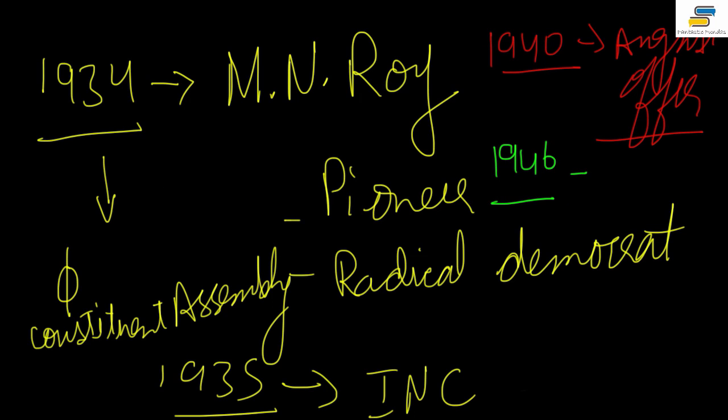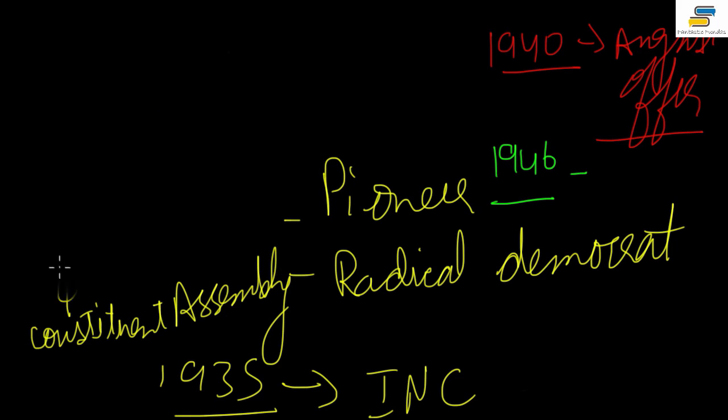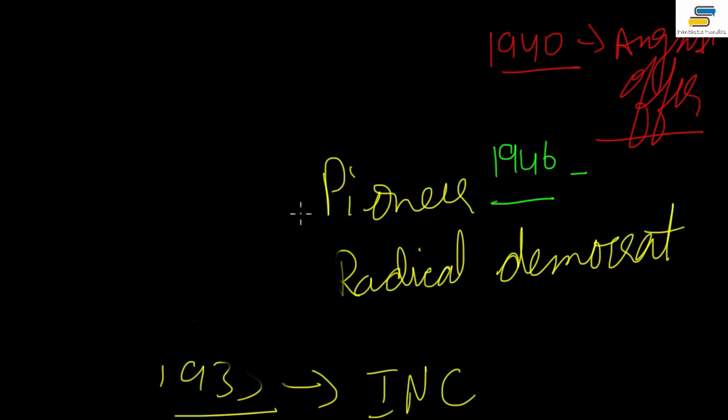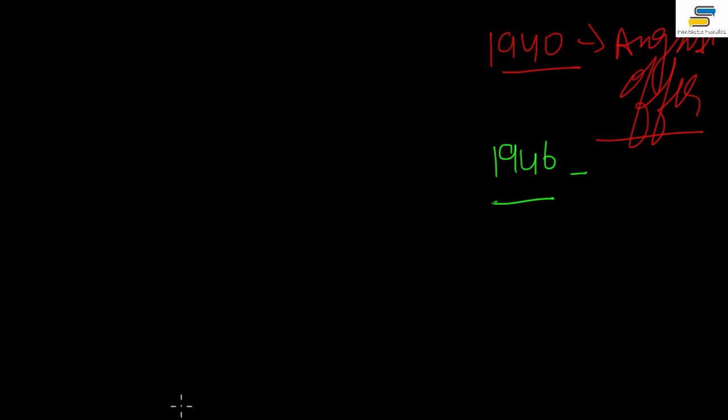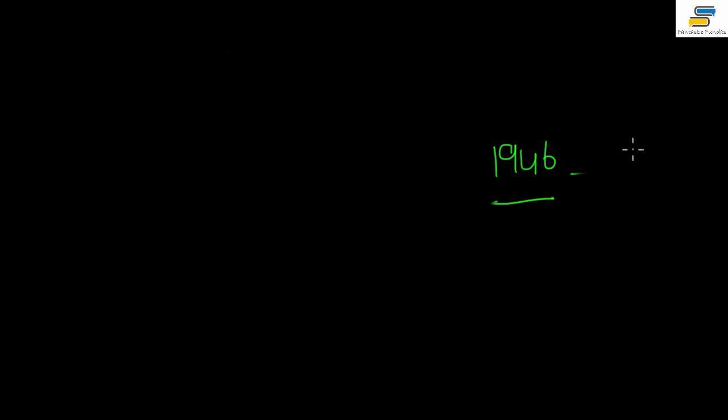And now, right, so we have 1934 over here. After 1934, for the first time, M.N. Roy's Constituent Assembly was talked about, and then in 1935 it became the motto, the main demand of the Indian National Congress. In 1940, Britishers recognized our right to make the constitution, and in 1946 came the cabinet mission, on the basis of which we made our Constituent Assembly, right? Now the Constituent Assembly, if we're talking about that.